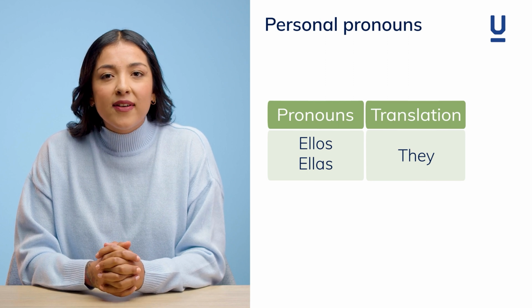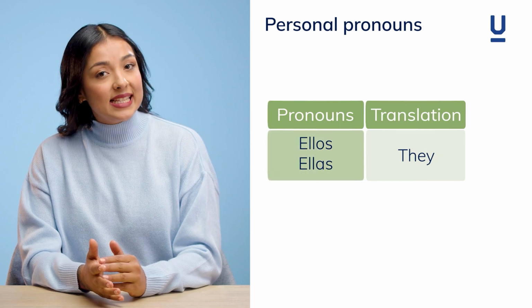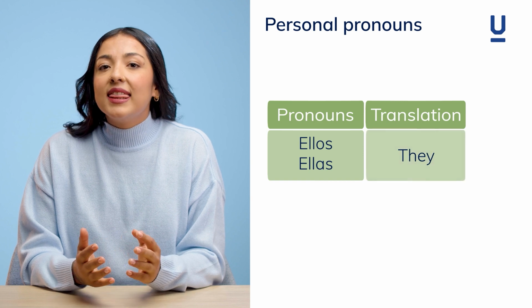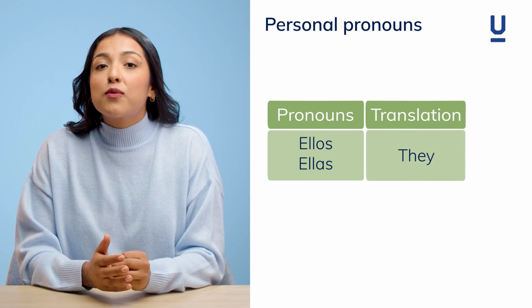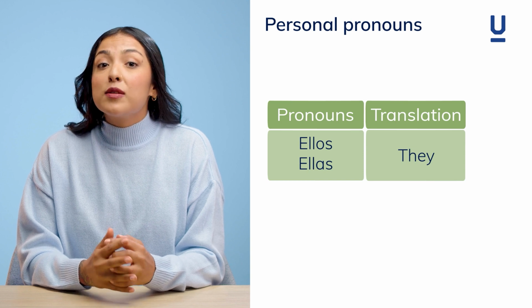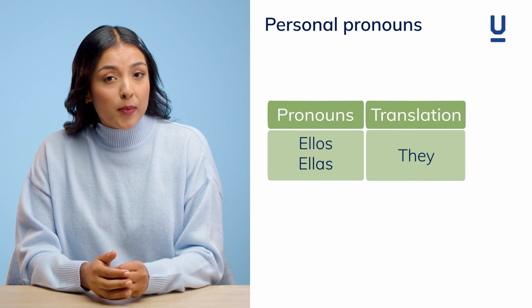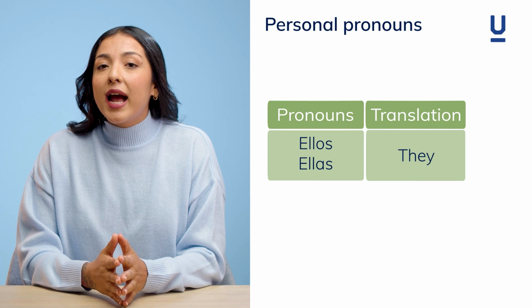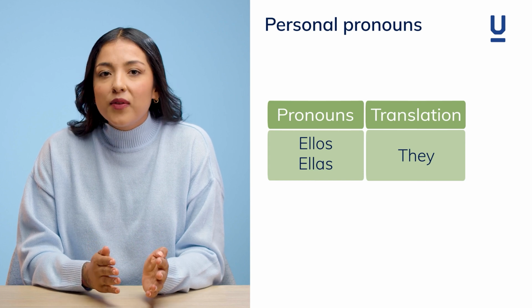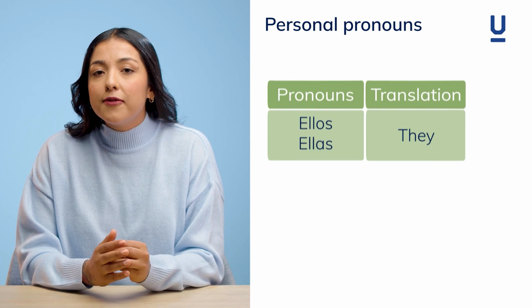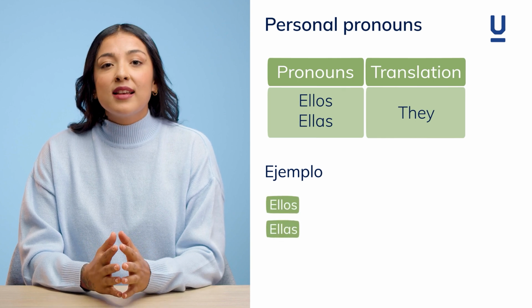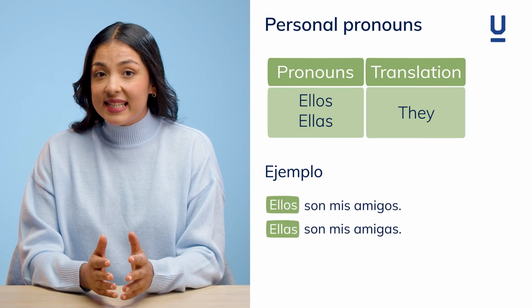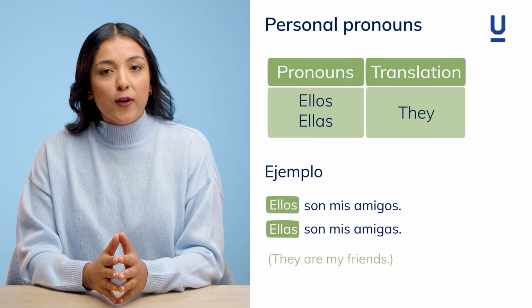Lastly, we have ellos and ellas, which mean they. Ellos is used when referring to a group of people that includes males or mixed gender group. On the other hand, ellas is used when the group consists of only females. For example, ellos, ellas son mis amigos means they are my friends.